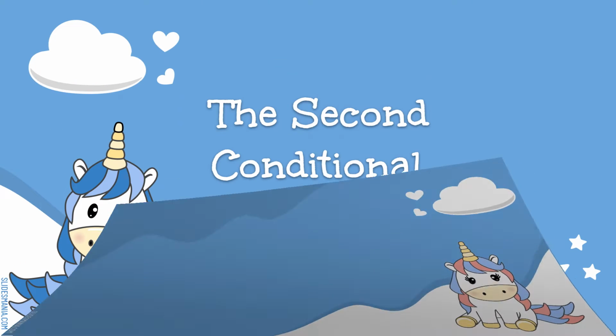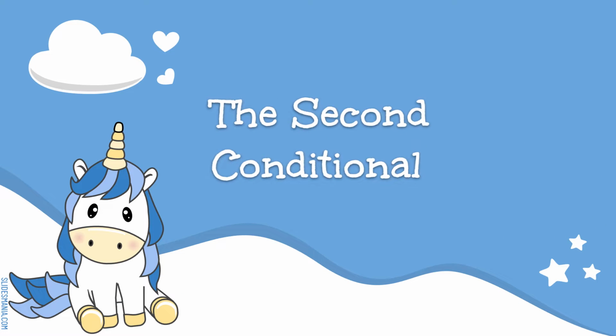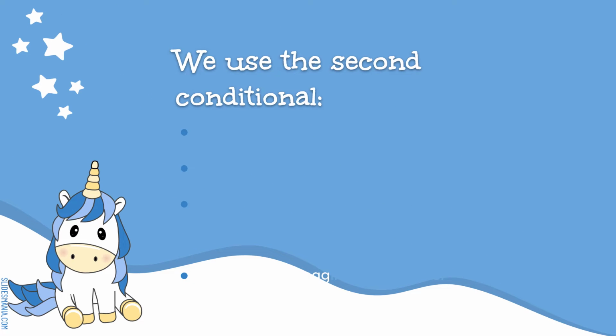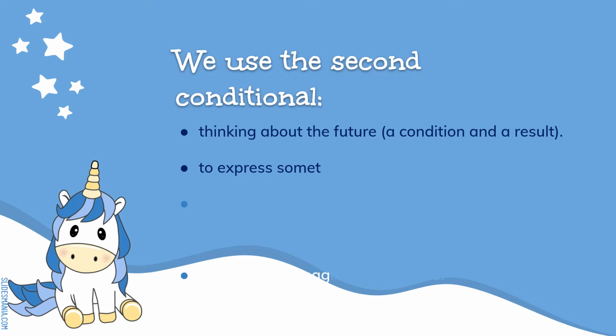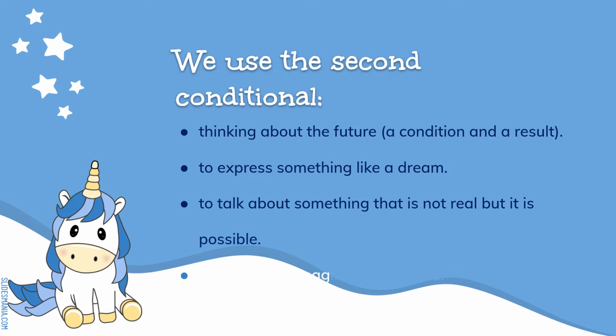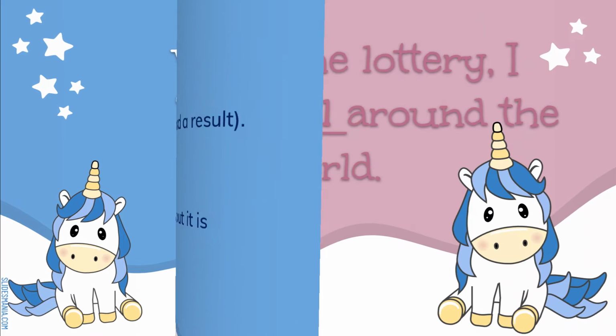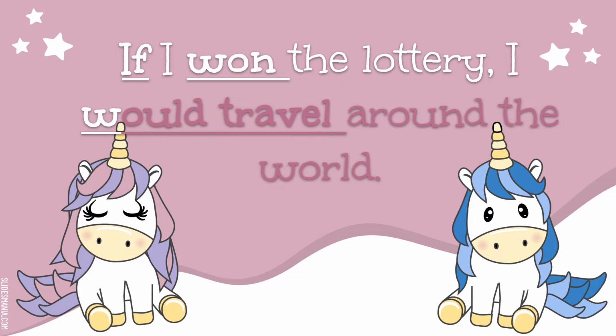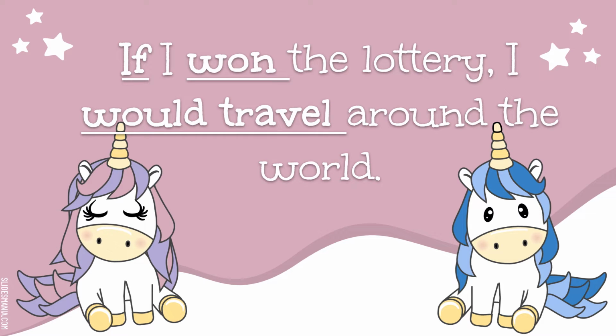Today we're going to be talking about the second conditional. So, when do we use the second conditional? We use it thinking about the future, a condition and a result. We use it to express something like a dream, to talk about something that is not real, but it is slightly possible. And we use it to talk about imaginary situations. Here's an example. If I won the lottery, I would travel around the world.